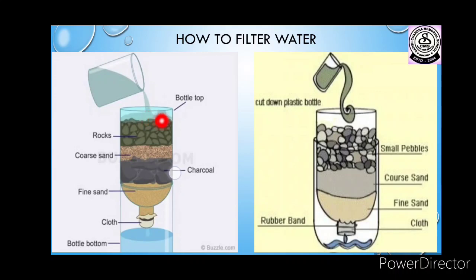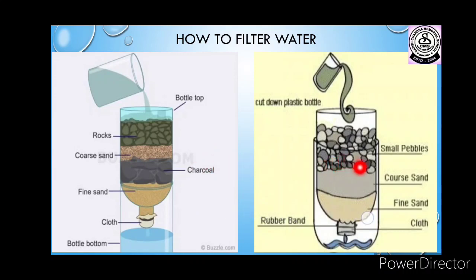Now pour some water from the top. Maybe it is dirty water. Gradually the water will go through these different materials, and ultimately when it goes down, the clean water will come out. So you can try any of these processes.